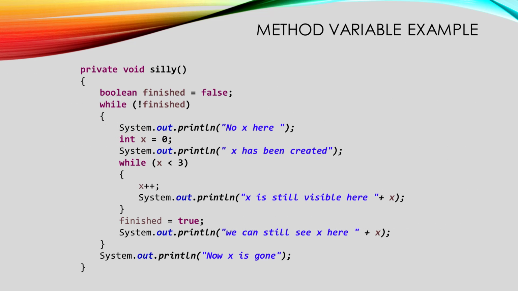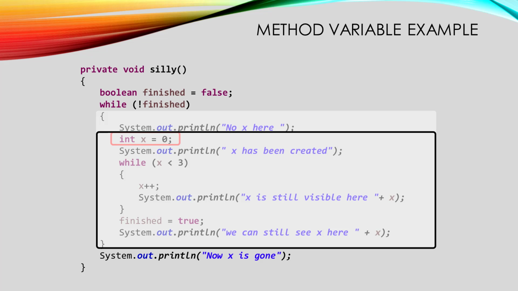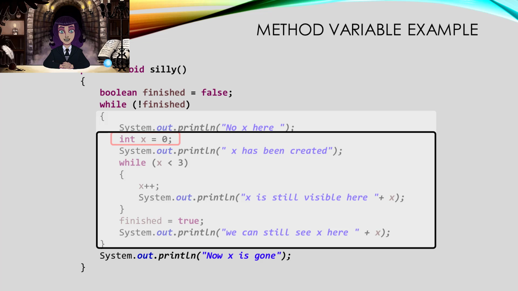I'm on it. Let's look at this method. It doesn't do anything useful. We're just using it to see the scope of the variable x. Here is its declaration, and this is the smallest block that contains that declaration. That means the scope is here. The scope is from its declaration to the end of the smallest block containing that declaration.